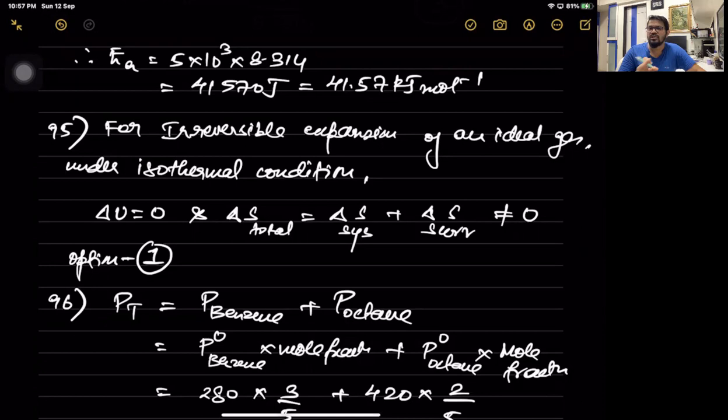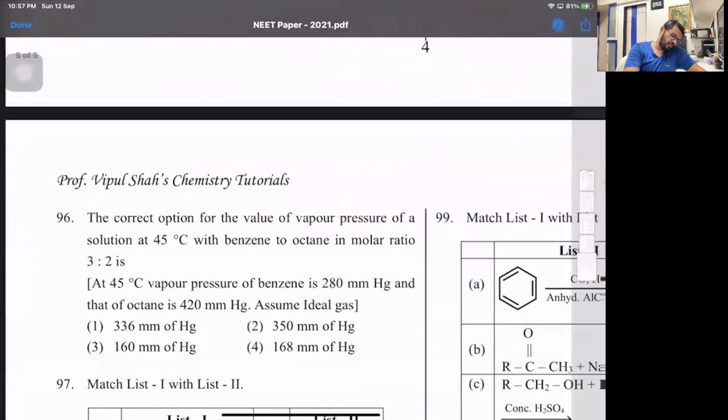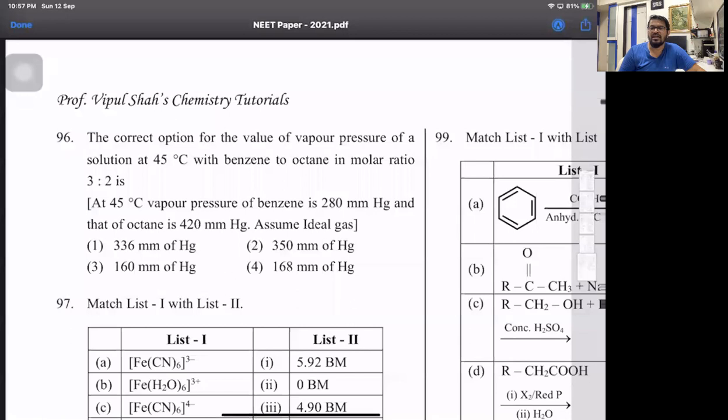Question 96: the correct option for the value of vapor pressure of a solution at 45 degrees centigrade with benzene to octane in the molar ratio of 3:1. They have given the vapor pressure of pure benzene and pure octane. This is Dalton's law. Total pressure is the partial pressure of benzene plus partial pressure of octane. And the partial pressure of any component is the vapor pressure of the pure component multiplied by its mole fraction. All right, so that's all we do.